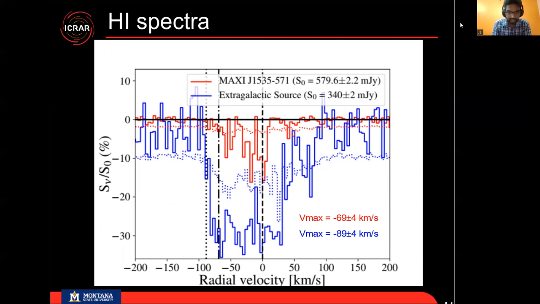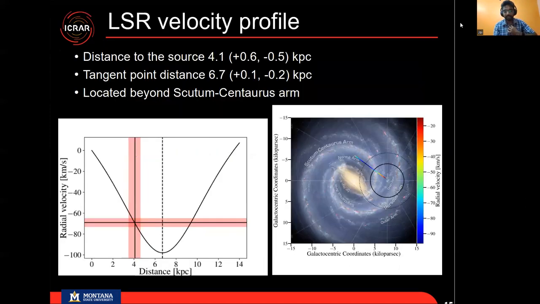So what we have detected is that at around -69 km/s, we detect the maximum velocity observed in the direction of the source. But when we look at that extragalactic source, the maximum velocity detected in the direction of the extragalactic source is somewhere around -89 km/s. Now we solved the rotation curve for the galaxy for that particular array and jack. And what we found, can you please go to the next slide?